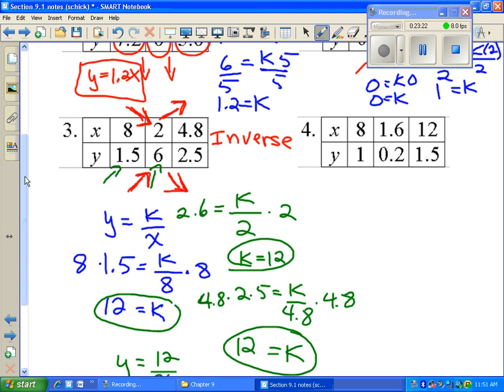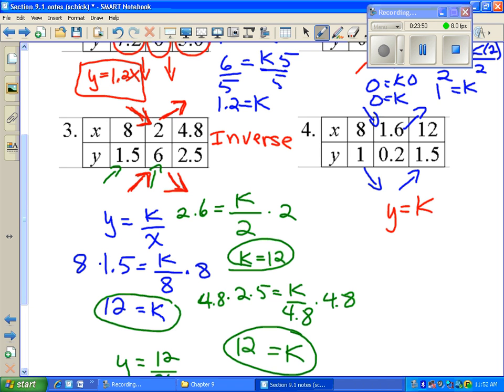Okay, last one, number 4. Again, I have to see, as 8 goes down to 1.6, 1 goes up to 0. I lied. 1 goes down to 0.2. As 1.6 goes up to 12, 0.2 goes up to 1.5. So as x goes down, y goes down. As x goes up, y goes up. That looks to me like it is direct variation.